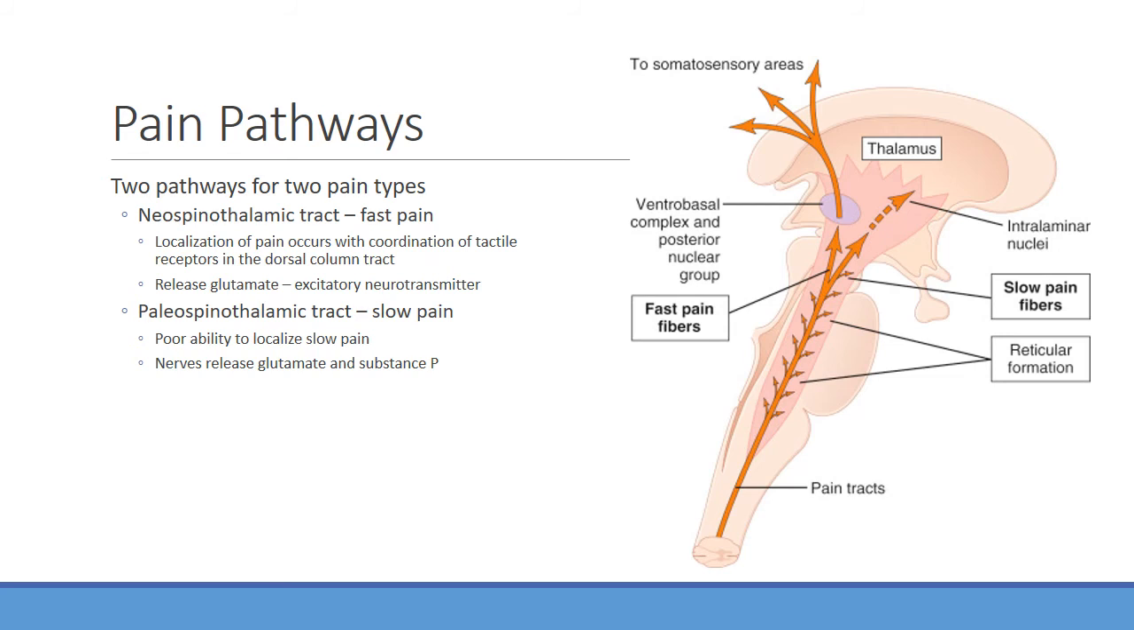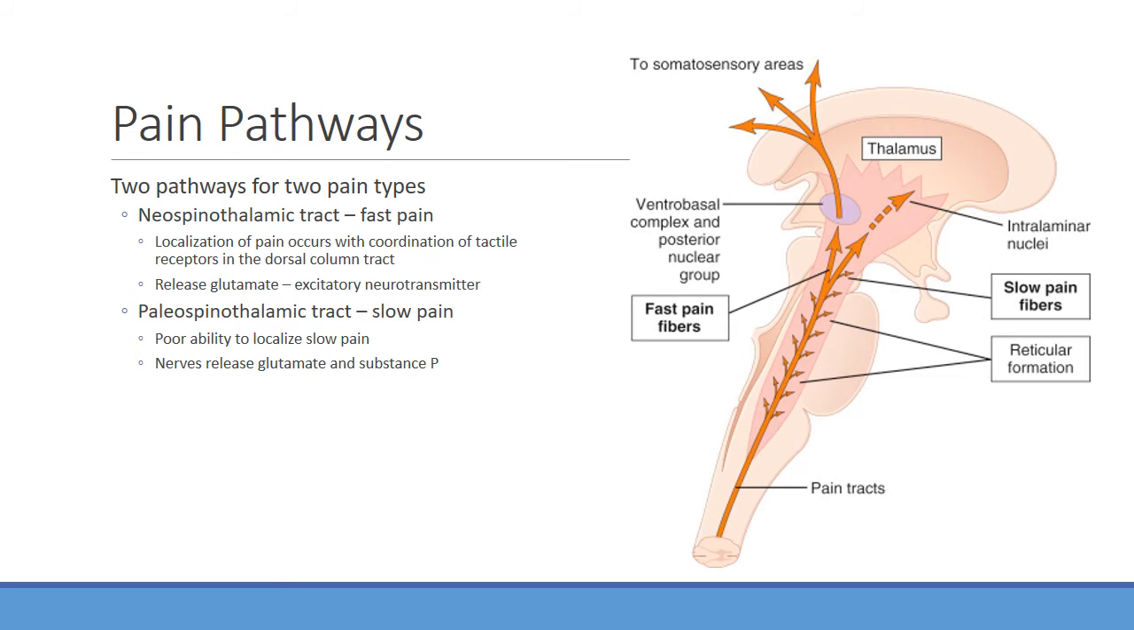That's good because we can coordinate with our tactile inputs to see where that pain is coming from. The main neurotransmitter here is going to be glutamate, which is an excitatory neurotransmitter. We mentioned glutamate is kind of the opposite of GABA, which is like the main brakes on the system. And then for slow pain, we have the paleospinothalamic tract, which has pretty low ability to localize the pain. This will be really important when we talk about referred pain in just a minute.